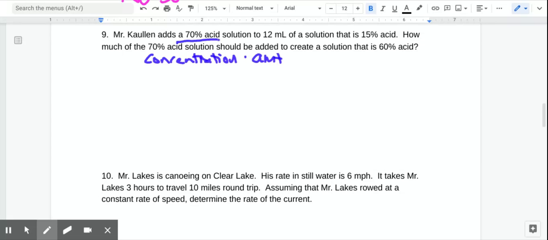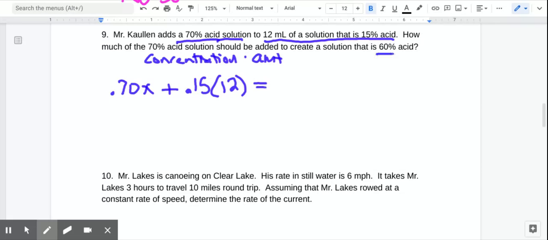He adds 70% of acid solution. We don't know how much. Okay, so I'll just say it's 0.70 times x. He is adding that to 12 milliliters of a 15%. So it's 15% times 12. And that's going to get a result. He wants to create a new solution that's 60% acid. Now, his new solution is going to be however much of this plus the 12, so x plus 12.